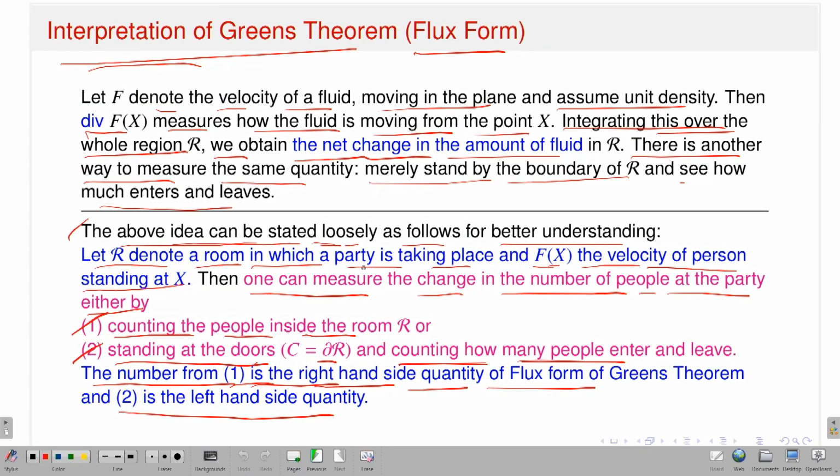So if R denotes the room in which a party is taking place, and capital F at x is the velocity of a person standing at x, then one can measure the change in the number of people at the party either by number 1, counting the people inside the room, or number 2, standing at the doors, which is nothing but the boundary, del of R, which is nothing but C, counting how many people leave or enter. So number 1 is actually the right hand side, the double integral, and number 2 is the left hand side, the line integral. I think that's all for Green's theorem.